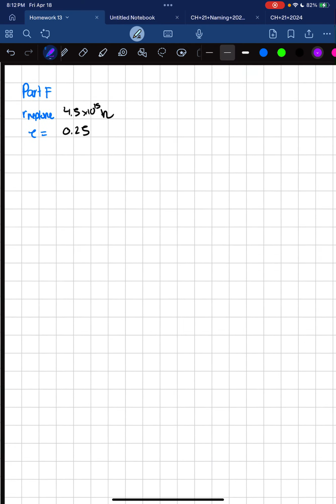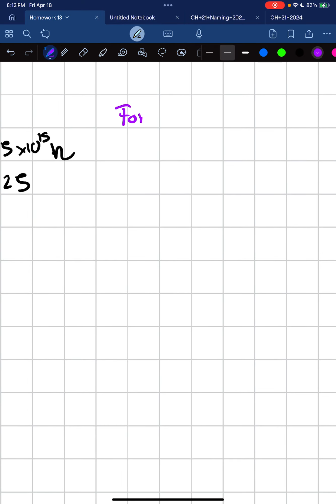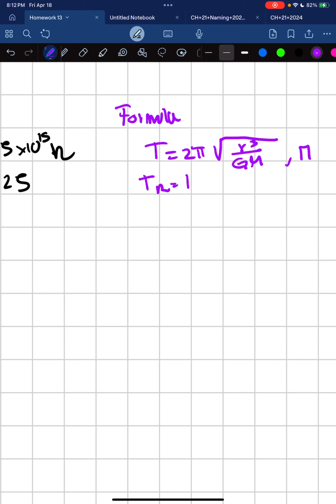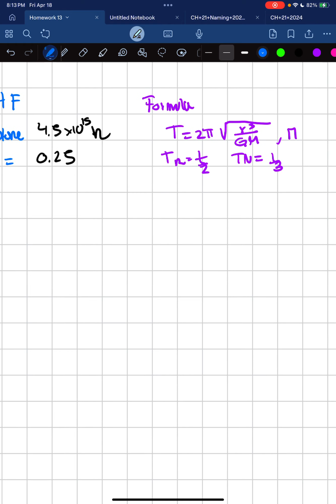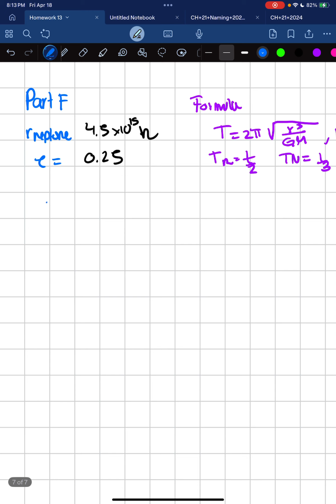So I think we can use the following formula, which is going to be period equals radius over 3 over gravity, the mass, and then this times over 2. The period of Neptune is going to be 1/3. So let's go ahead and try to solve for this so we can find it. Okay, then we have this. This is going to be algebra right now.